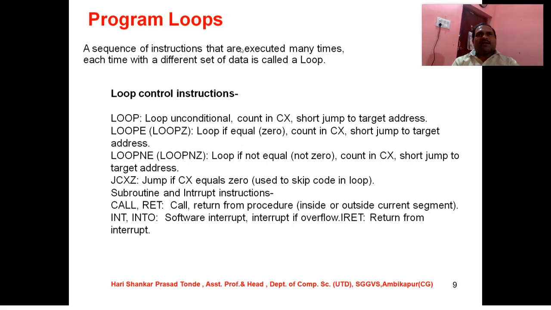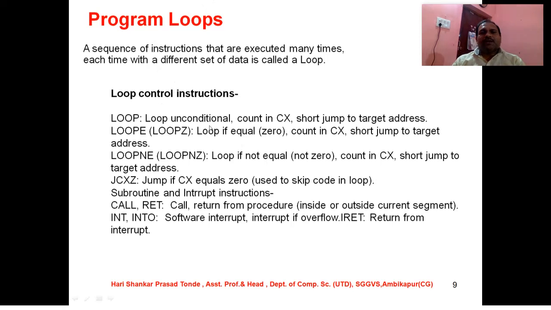Why? Because looping is nothing but a sequence of instructions which are executed many times, each time with a different set of data. So if the body is going to be executed one to many times until the condition becomes false, then it is a loop. In the figure we are going to discuss various types of looping control instructions that are used in the 8088 and 8085 microprocessors.